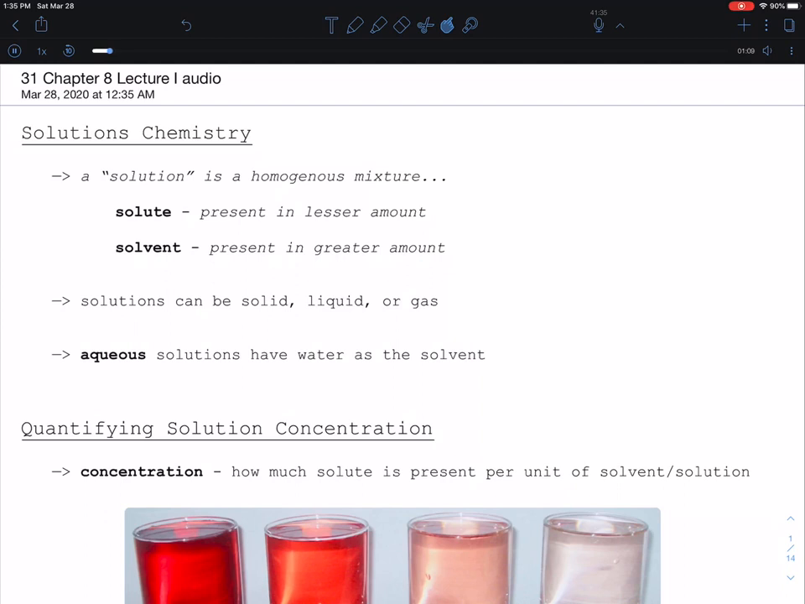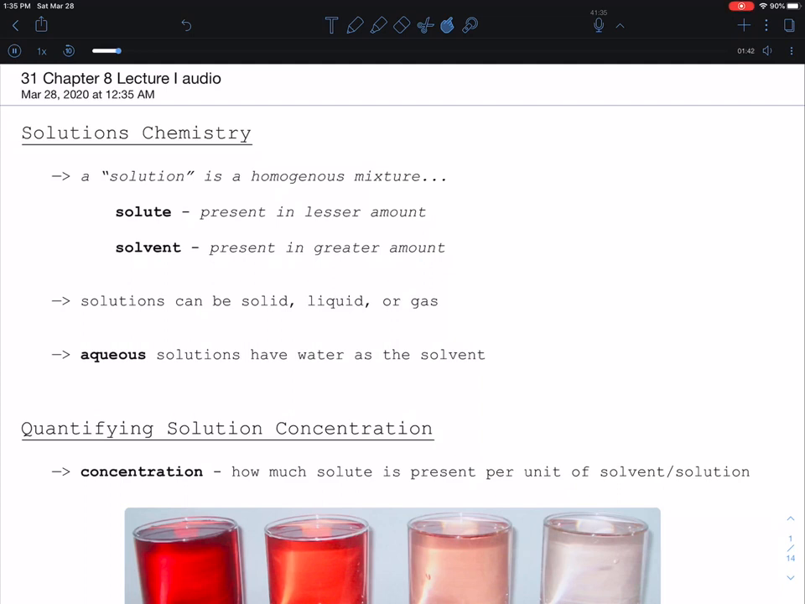but you should know that a solution is simply just a homogeneous mixture, and it doesn't have to be a solid dissolved in a liquid. It does not have to be a solid dissolved in water. It can be anything present in a lesser amount, dissolved in anything that's present in a greater amount. In other words, a solute dissolved in a solvent. So I can have two liquids, right, that make up the solution. I can have ethanol dissolved in water.